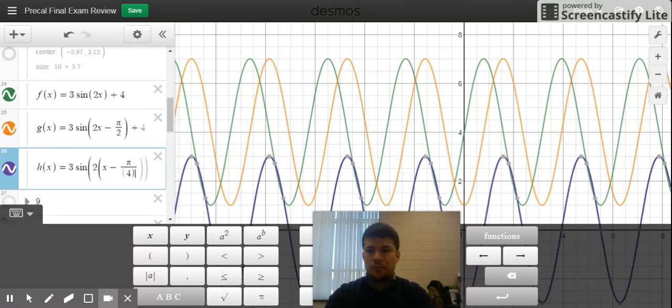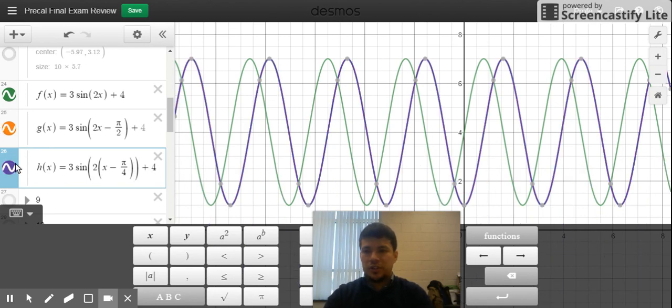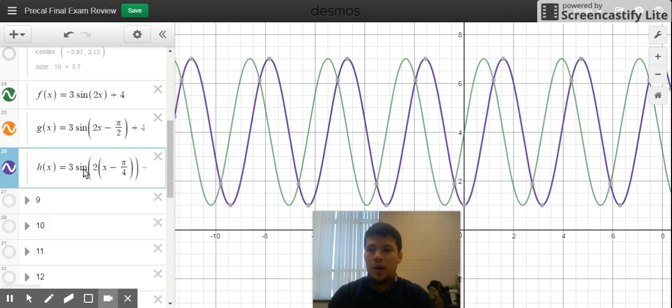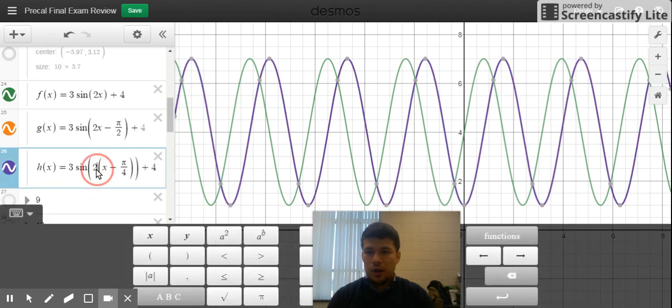All right? And you could double check that by redistributing your 2. And of course, we got the plus 4 there at the end. And you would see that those are now the same graph. All right? So again, if you want to think of redistributing, you could redistribute this 2. 2 times x gives you 2x. 2 times negative pi over 4 gives you negative pi over 2. Okay? So you see everything checks out.